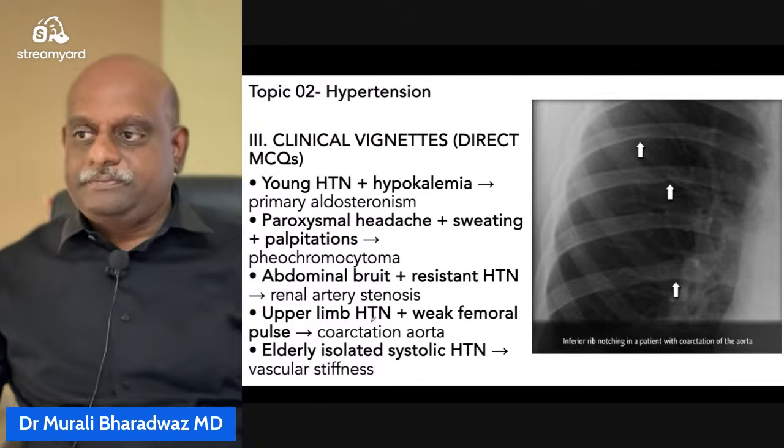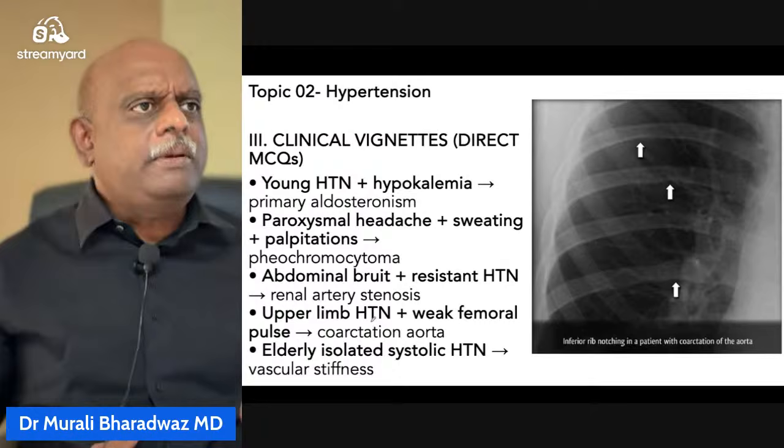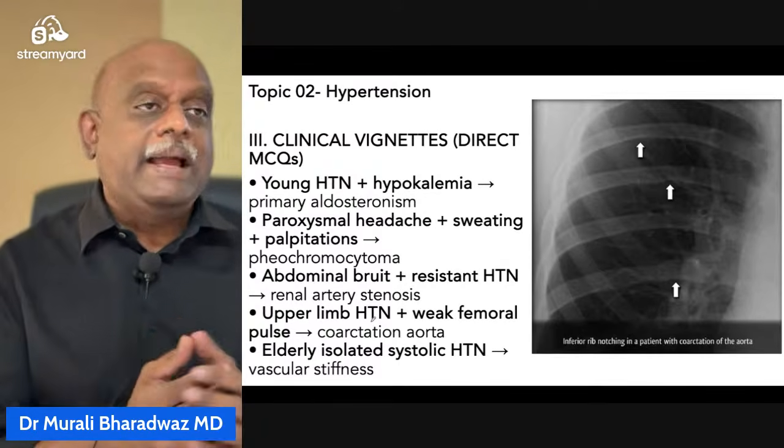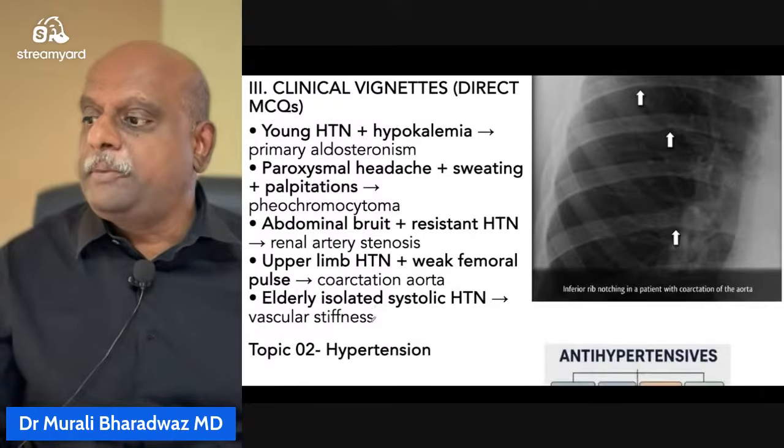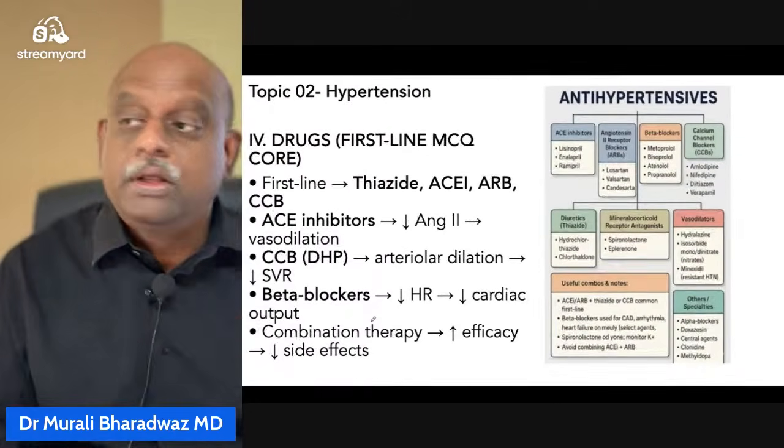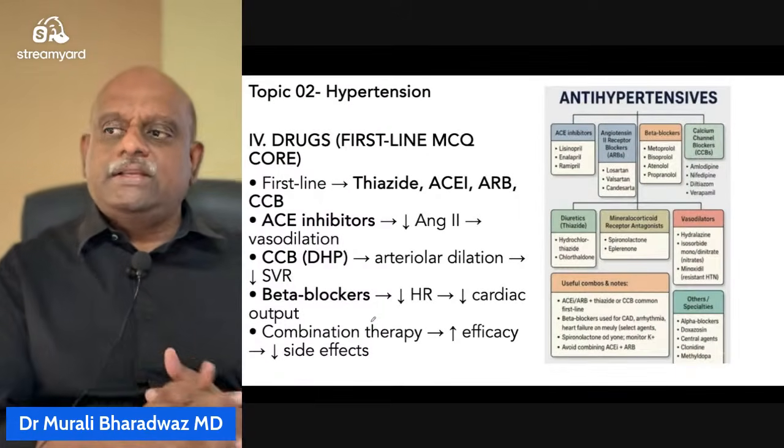Now, doctor, abdominal bruit, resistant hypertension, renal artery stenosis. These are the important caveats you need to know. Now, what is the first line drug of choice is the favorite question.